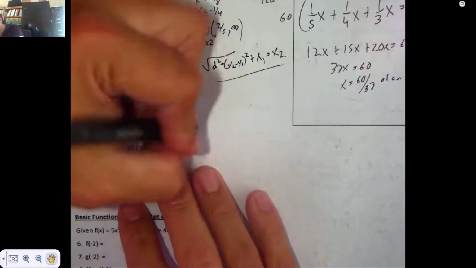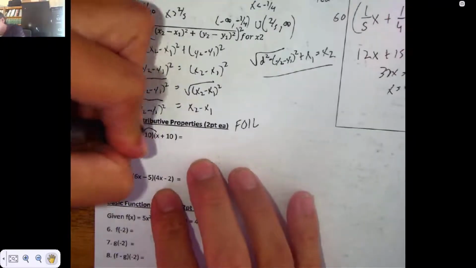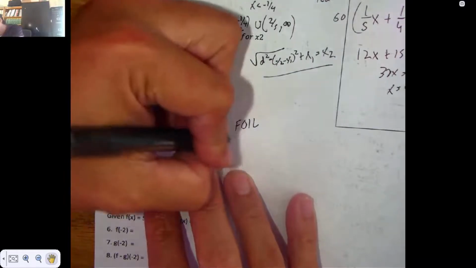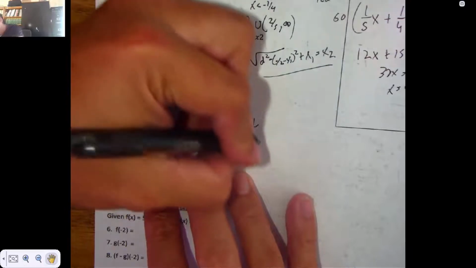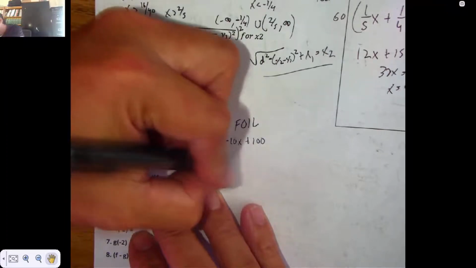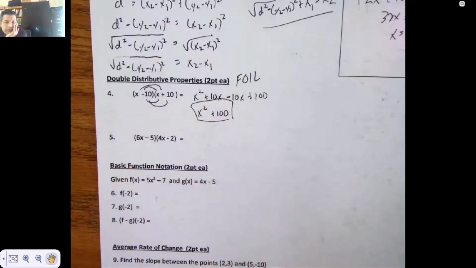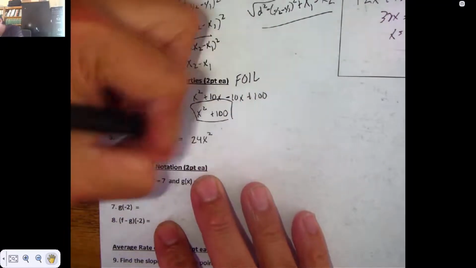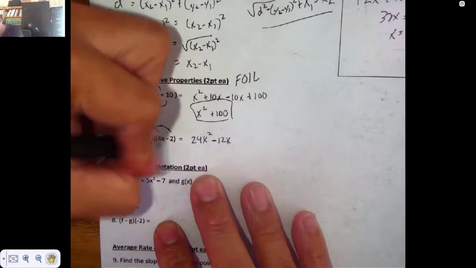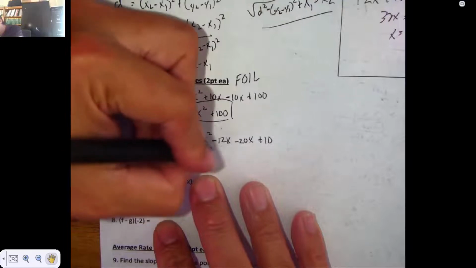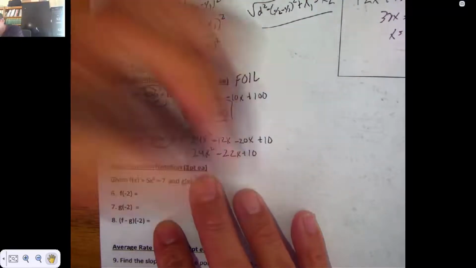This is better known as the FOIL method. So x times x is x squared, x times a positive 10 is plus 10x, negative 10 times x is minus 10x, and negative 10 times 10 is 100. When we combine like terms in here, the things in the middle, they add themselves out of existence. x squared plus 100. 5, 6x minus 5 times 4x minus 2. We'll have 24x squared minus 12x minus 20x plus 10. So 24x squared minus 22x plus 10. Ta-da!